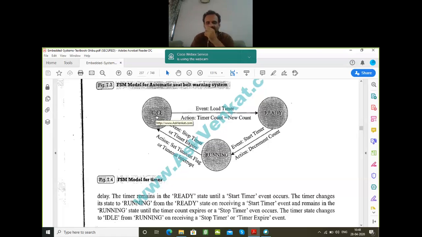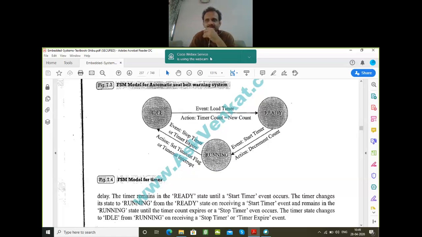So when the timer becomes 0, immediately the timeout interrupt will be initialized and the timer will be reset. That means stop the timer. When the timer count becomes 00, immediately the interrupt will be activated and it will tell the timer that the time has finished. So it will move to idle state.